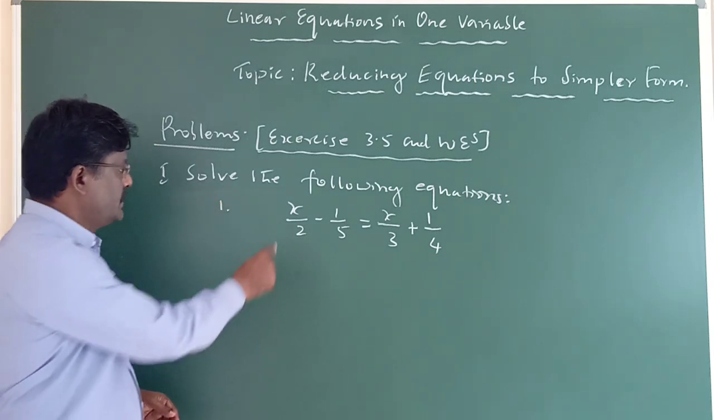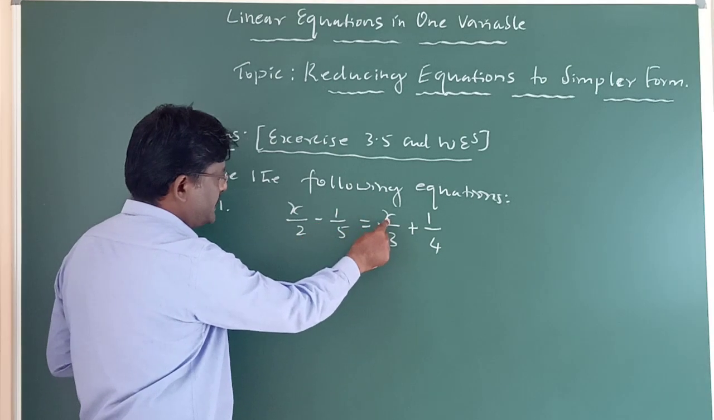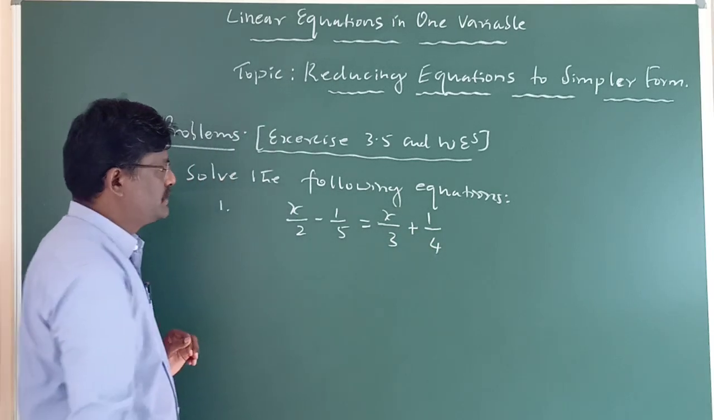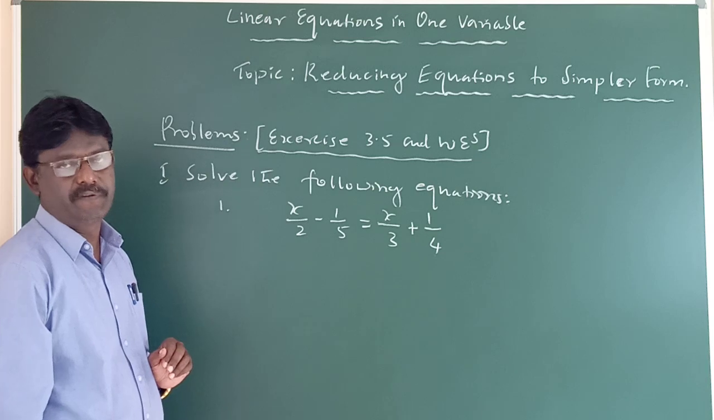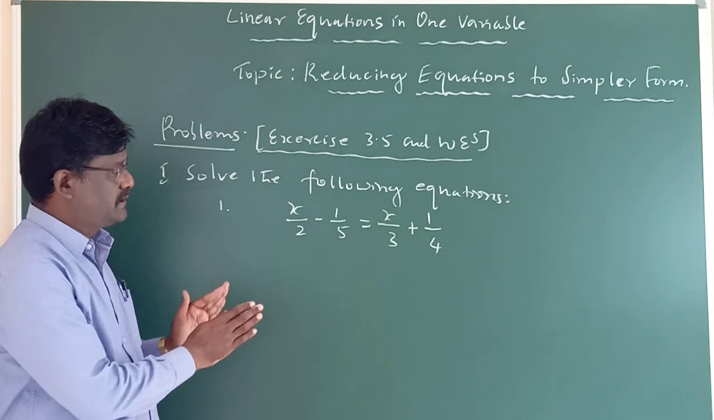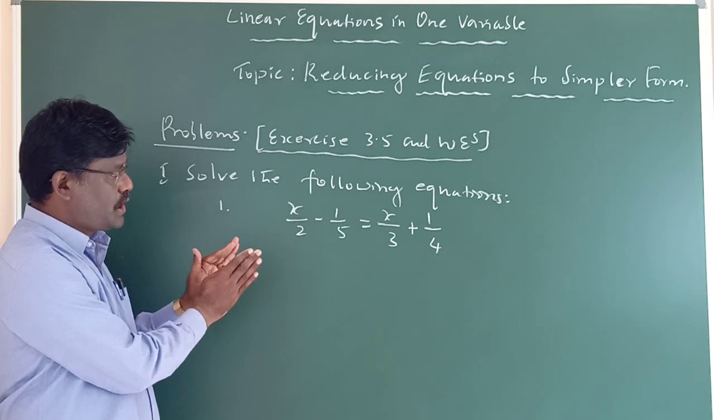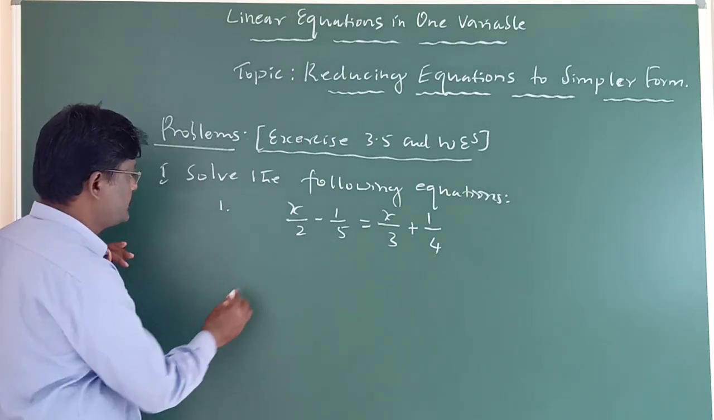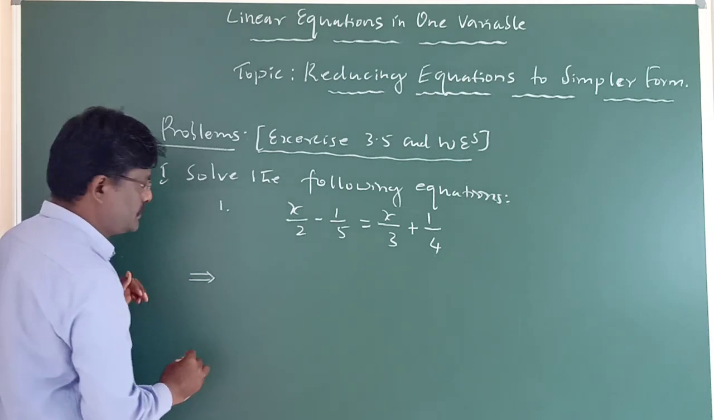Equation 1: x by 2 minus 1 by 5 is equal to x by 3 plus 1 by 4. Now this we have to reduce into the simpler form. What does that mean? It means that finally we have to get almost all whole number form. Okay, so now, very simple, we know all the basics now.